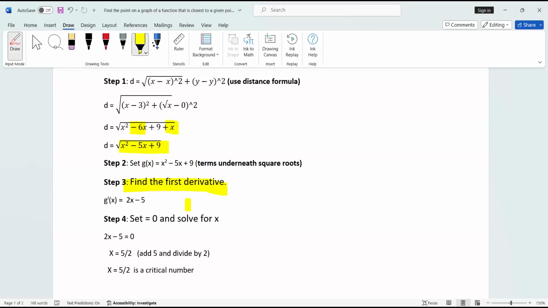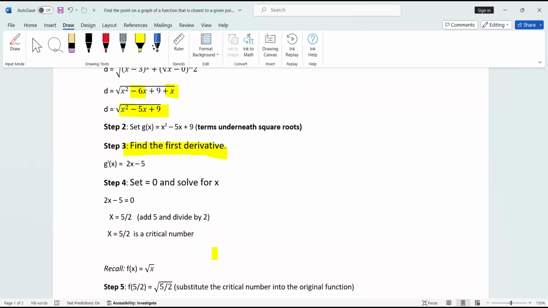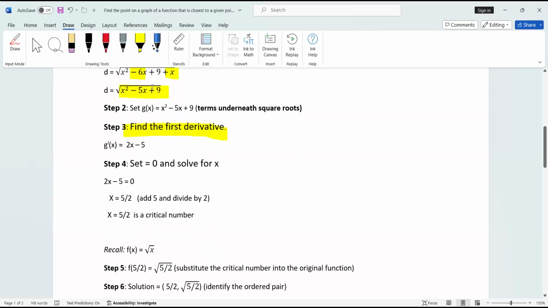Step 3, let's find the first derivative of those terms, x squared minus 5x plus 9. When we take the first derivative, we'll get 2x minus 5. Set that first derivative function equal to 0 and solve for x to get our critical number. So 2x minus 5 we set equal to 0. We add 5 and divide by 2, and we'll get x equals 5 halves. This is our critical number.